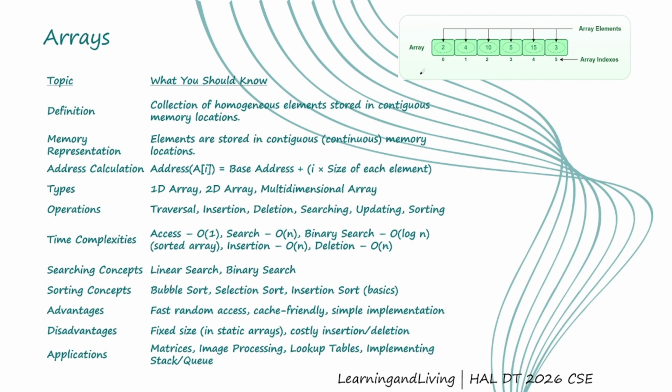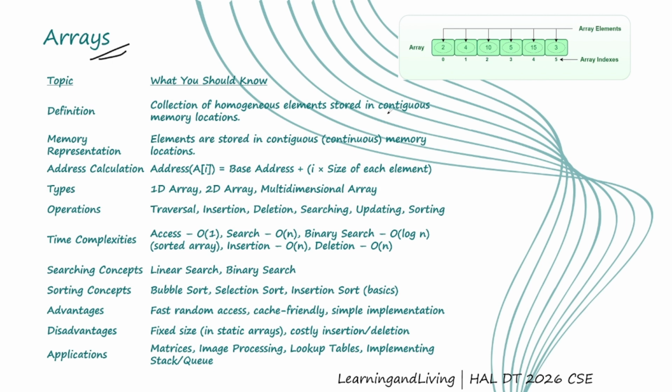And next comes our arrays topic. So basically, what do you mean by arrays? Arrays is a linear data structure that stores homogeneous elements. Homogeneous elements means elements of the same data type, int, float, decimal, anything of the same data type is called homogeneous elements.